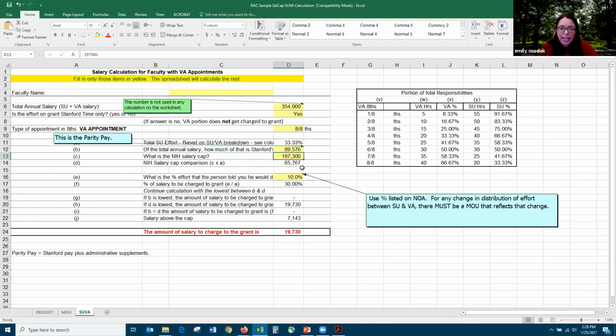Then you have your regular cap. And then what this does is it calculates based on the 33%. It's 33% of the cap that you're using to cap this person's salary on federal awards. So that's the first number that you need from this tab.